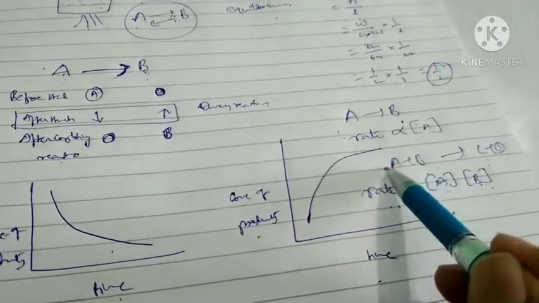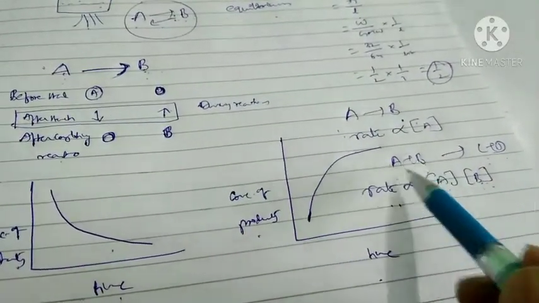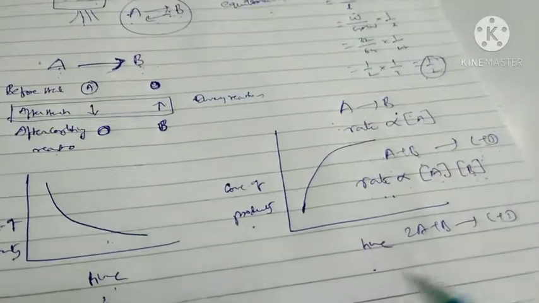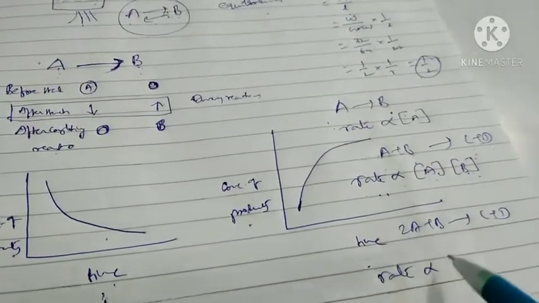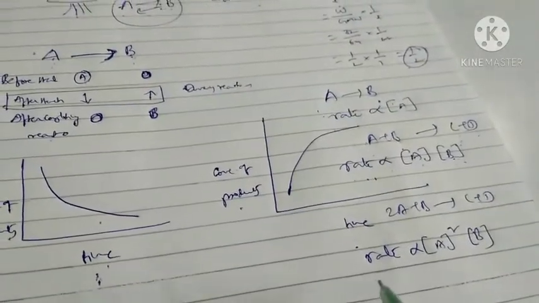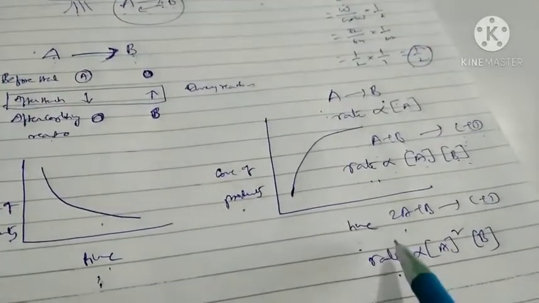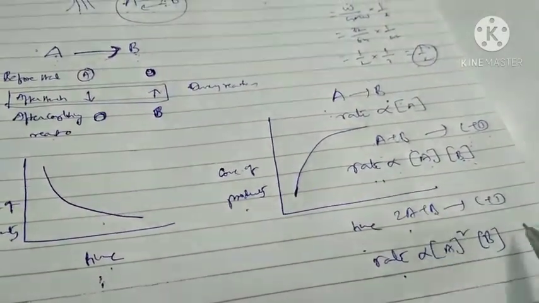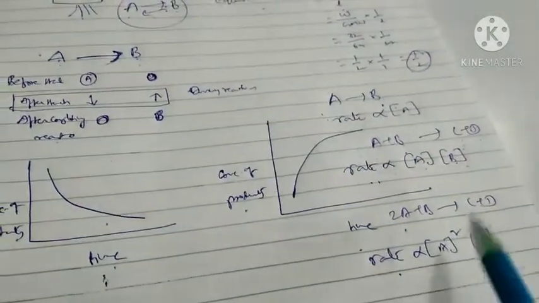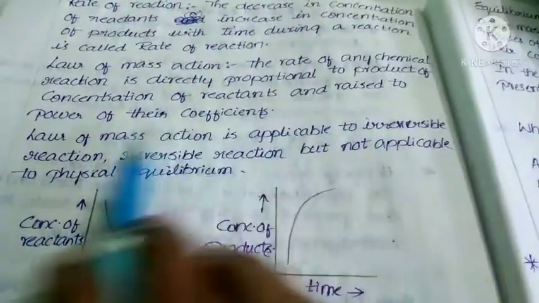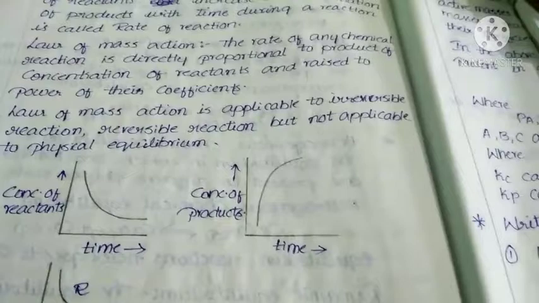If any coefficients are there before A and B, those coefficients come here as powers. Suppose 2A plus B gives rise to C plus D. What is the rate? Rate is proportional to concentration of A squared into concentration of B. This is called the rate expression for this reaction. Suppose here 3 is there, then that 3 comes here in the power. That is about law of mass action. So what is the statement of law of mass action? The rate of any chemical reaction is directly proportional to the product of concentration of reactants raised to the power of their coefficients.